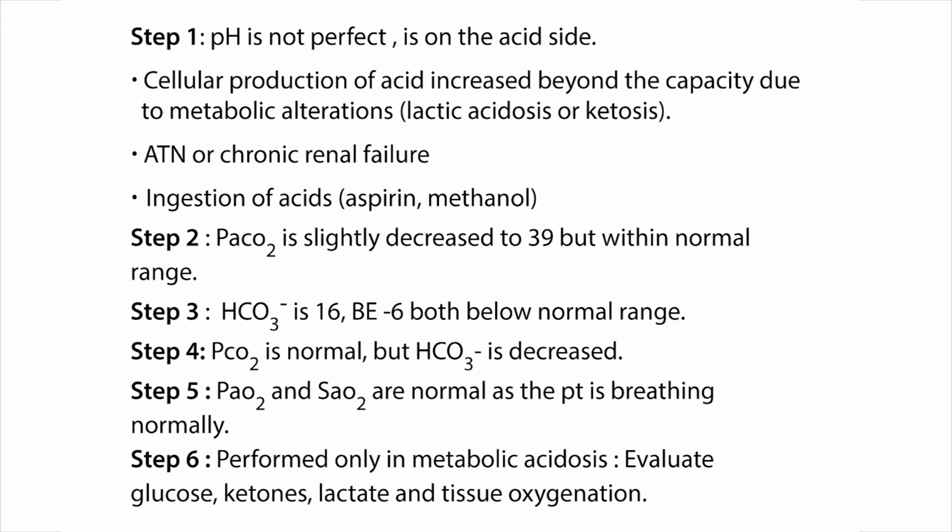Step 2, look at the PaCO2. It's 39, slightly decreased but within normal range. That means the lungs are not retaining carbon dioxide and are not exhaling excessive amounts of carbon dioxide. Step 3, look at the bicarbonate. Bicarbonate is 16, base excess is -6, both below normal range. This means the metabolic acid, the hydrogen ion, is increased. Like mentioned earlier, reason could be any combination: acute or chronic renal failure, cellular production of acid, lactic acidosis or ketosis, or ingestion of acids like aspirin and methanol.